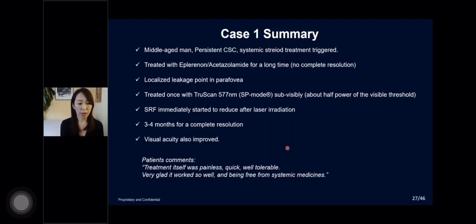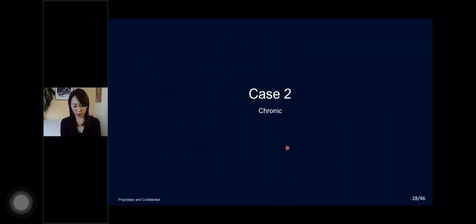Then the SRF immediately started to reduce. After 3 months, it completely resolved, and visual acuity also improved. As for the patient's comment, I can show you here: treatment was very painless, no pain at all, and quick and very tolerable. He was very glad it worked well, and also very glad because he was now free from systemic medicines. Okay, this is case 1.